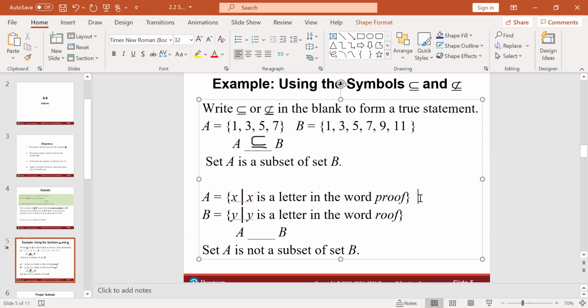Is set A a subset of B? No, because set A is actually larger than B. If it's larger, even if they have some similar elements, it's definitely not going to be a subset. So we would use this symbol. We would write the subset symbol and say, no, cross right through.